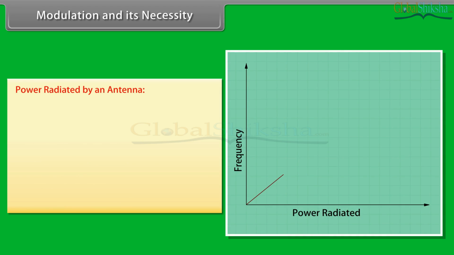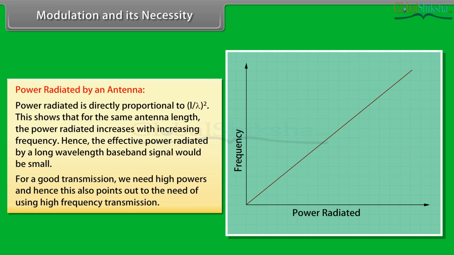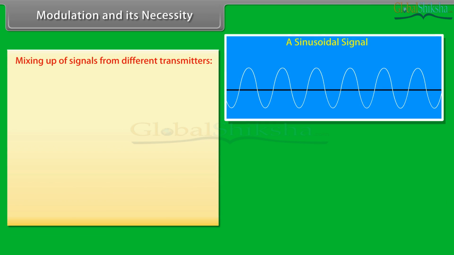Power radiated by an antenna. Power radiated is directly proportional to (l upon lambda) squared. This shows that for the same antenna length, the power radiated increases with increasing frequency. Hence, the effective power radiated by a long wavelength baseband signal would be small. For a good transmission, we need high powers, and hence this also points out the need of using high-frequency transmission.